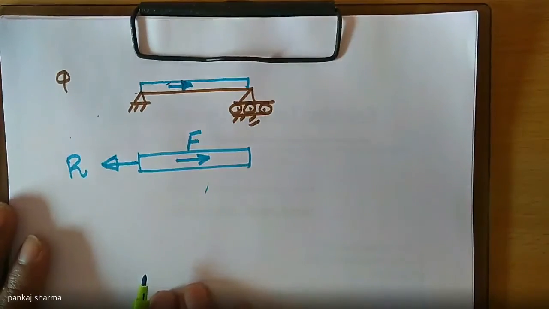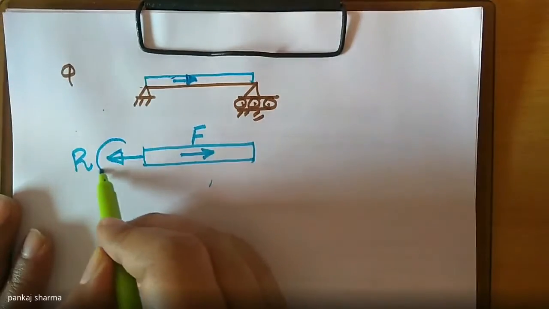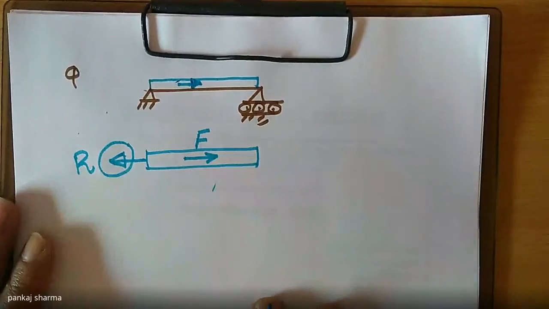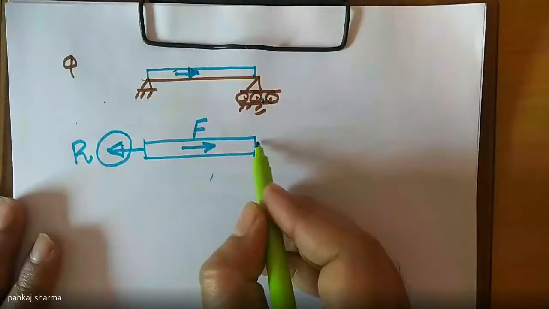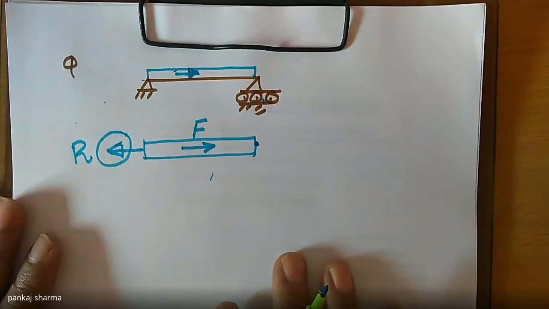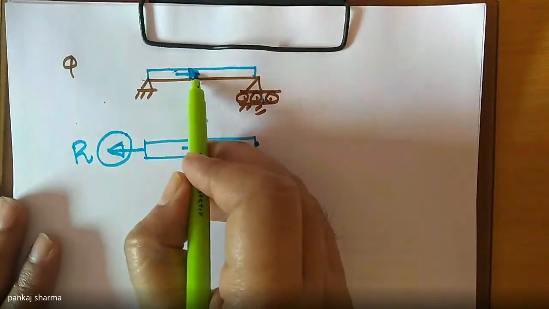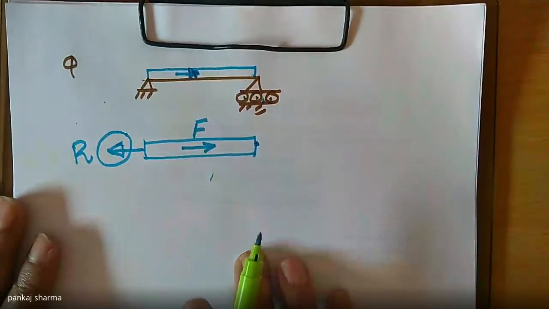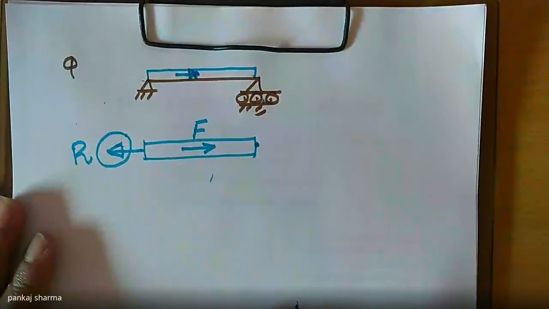So reaction, as we have discussed in the previous lecture, the direction of reaction we always assume, and after calculating we will decide. And the roller joint is allowed to move, so there will be no horizontal reaction at this point. This external force will not bend this beam, so the acting moment is 0, so the reacting moment will also be 0.